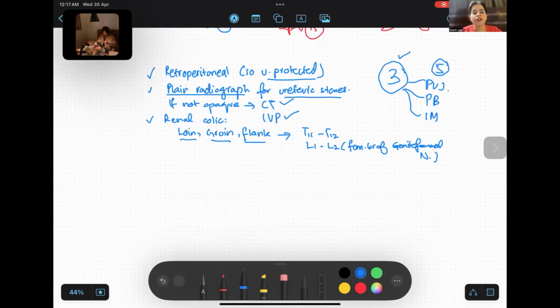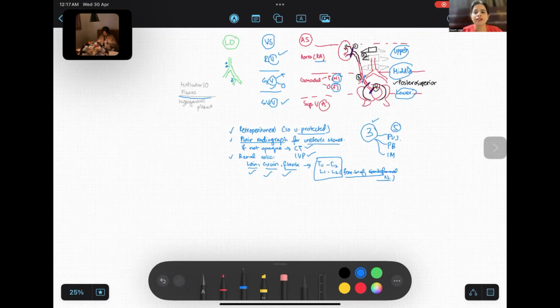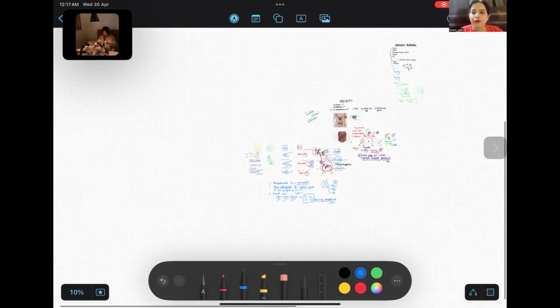Renal colic pain will be in the loin, groin, flank, and will be referred to the loin, the groin, the flank, and these would be the dermatomes T11, T12, L1, L2, carried by the femoral branch of the genitofemoral nerve. That's about the clinicals, and I think we are done with the ureters.